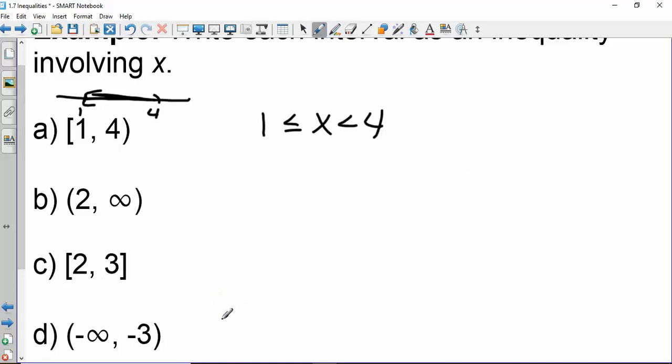Alright, B, 2 to infinity. What does that mean? So it'd be x is, yeah, it's talking about this, so it's everything larger than 2. So x is greater than 2 was the original inequality.